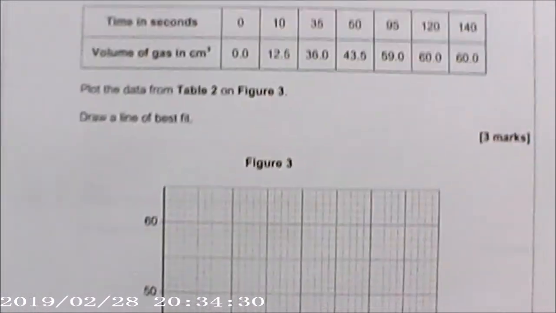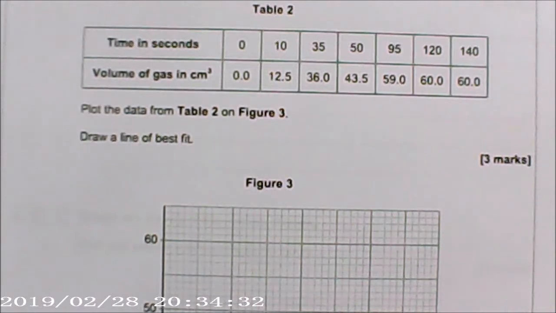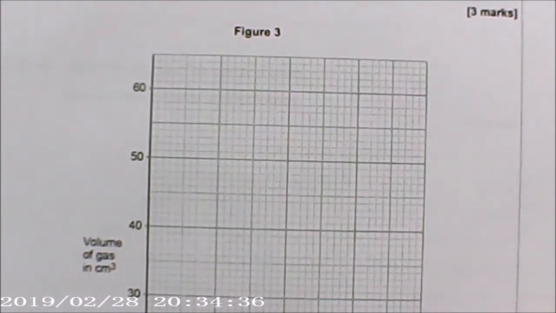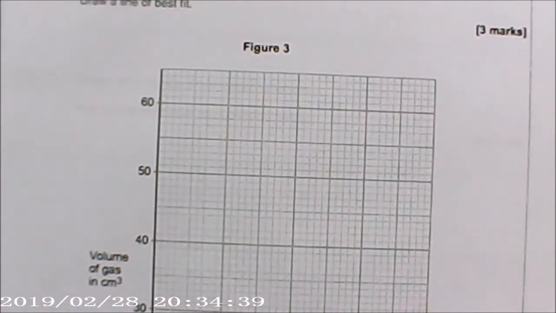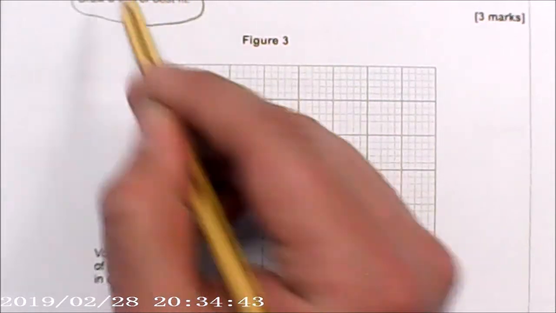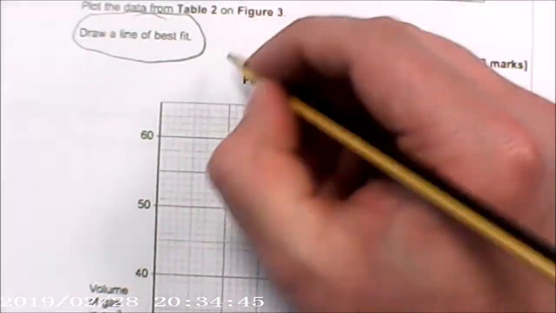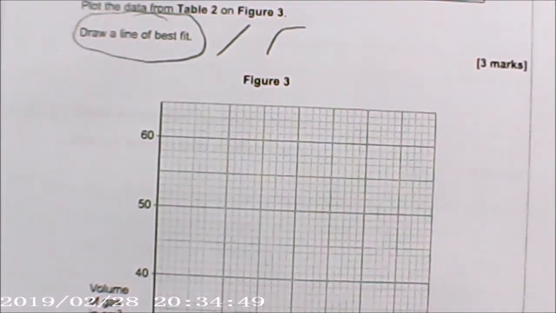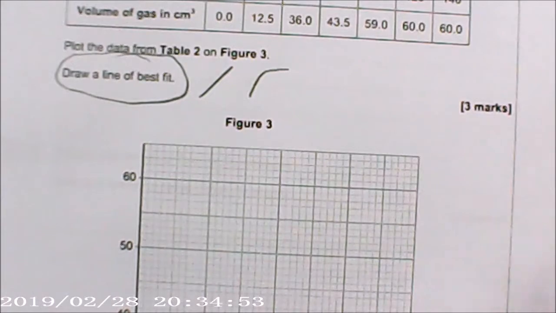Okay, 5.3. Table 2 shows the students' results. Plot the data from Table 2 on Figure 3. Draw a line of best fit. Please remember, in science, that a line of best fit can either be a straight line or a curve. And when we're talking about rates of reaction, 9 times out of 10 it is going to be a curve. And that is going to be worth 1 of these 3 marks.